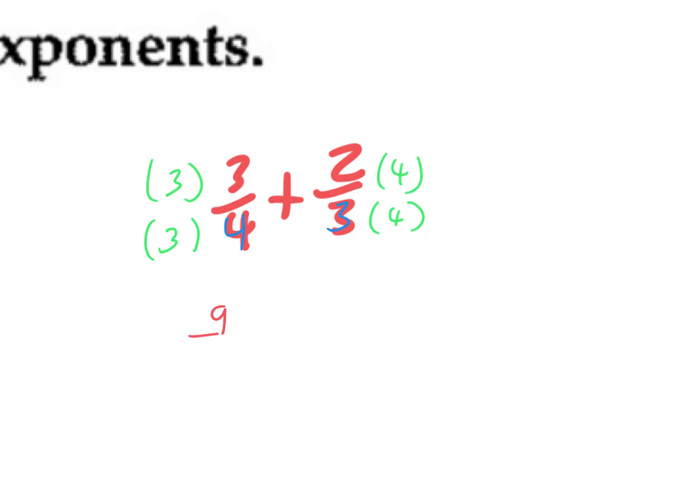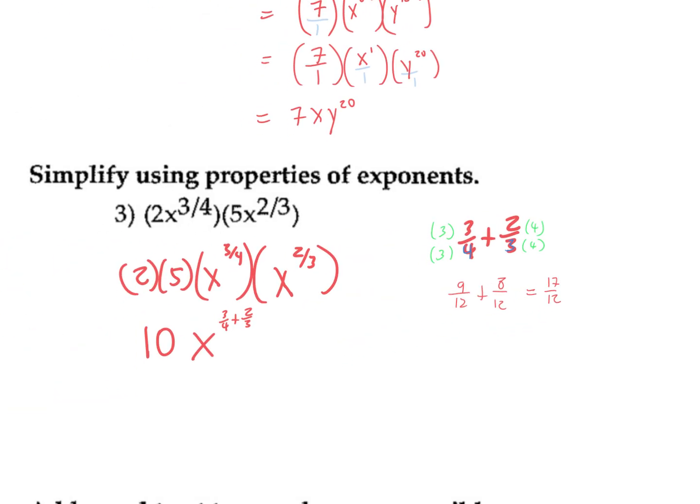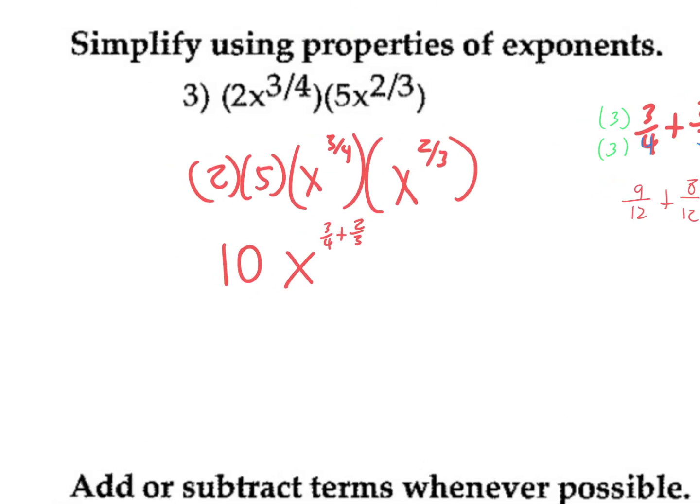Therefore, up top, we have 9 over 12 plus 8 over 12. And what is that? I guess that would be 17 over 12, which is kind of funny. So we have that, right? So then it's going to be 10 times x to the 17 over 12.